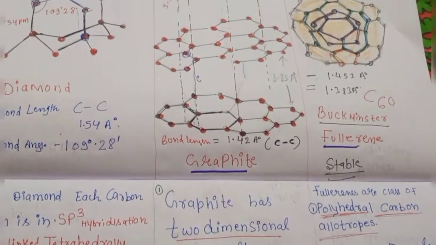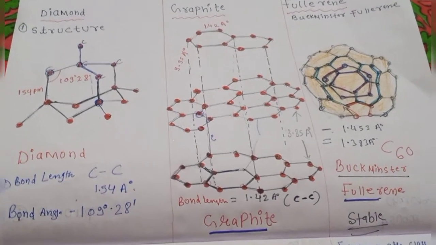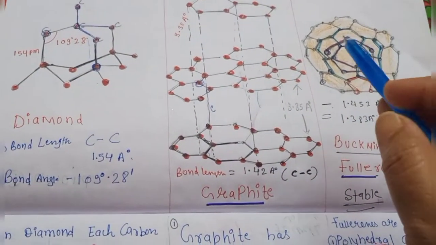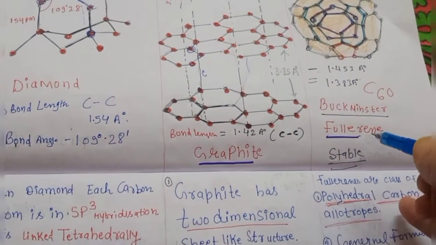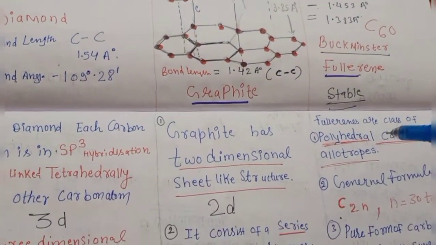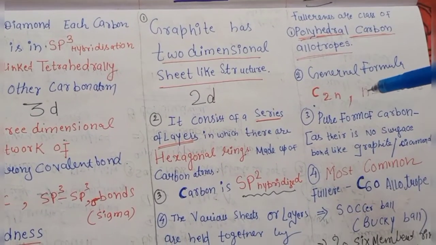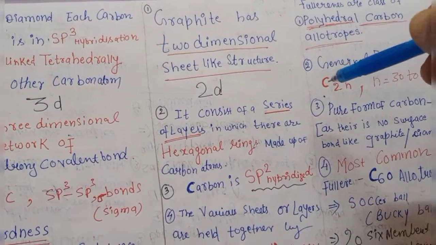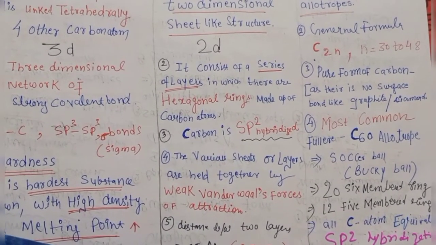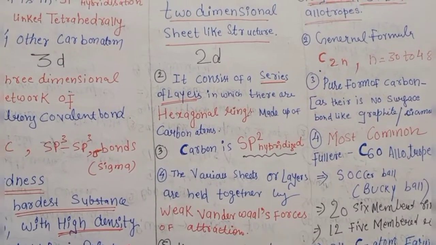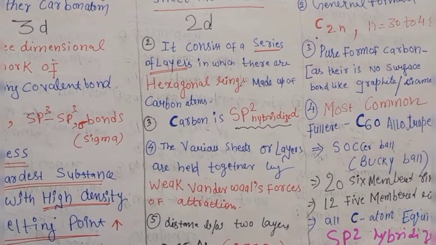Next, important is fullerene. In fullerene you can see a pentagon structure in the center, and hexagon units arranged around it. This is a very stable structure. Fullerenes are a class of polyhedral carbon allotropes, and their general formula is C2n, meaning if n is 30 it will be C60. The structure can have many carbon atoms bonded together. It is termed the pure form of carbon, as there are no surface bonds like in graphite and diamond.